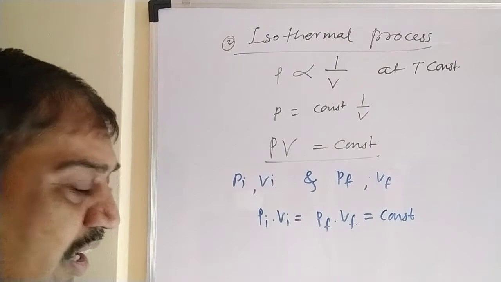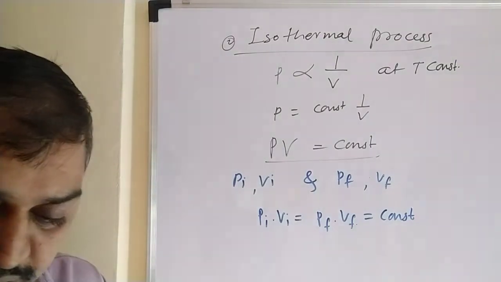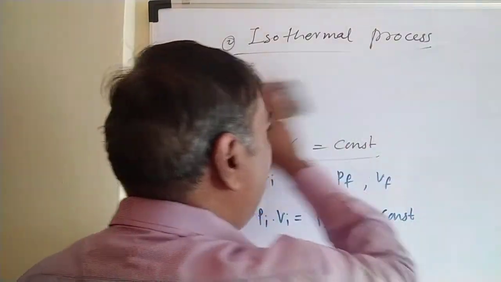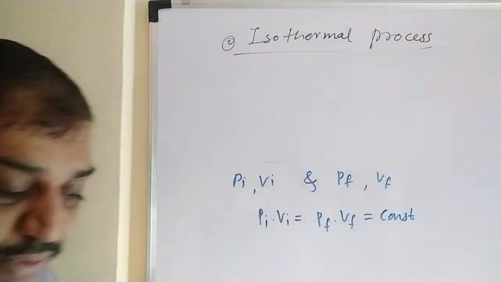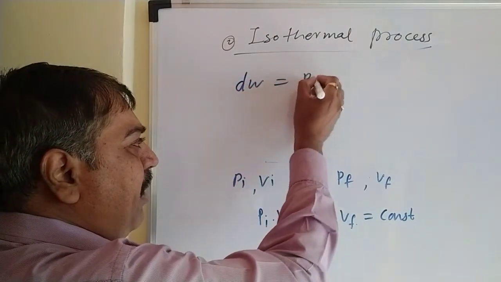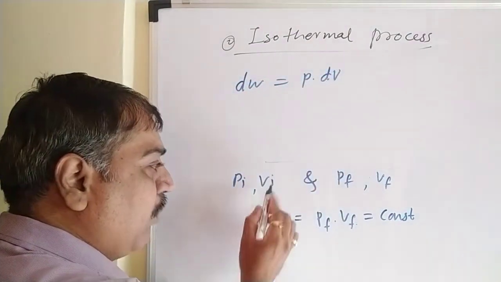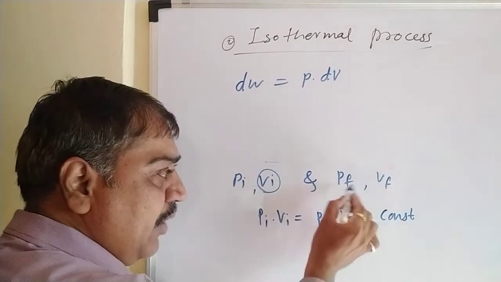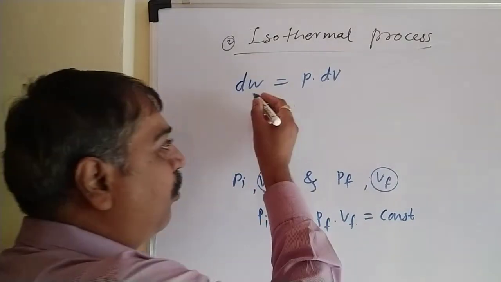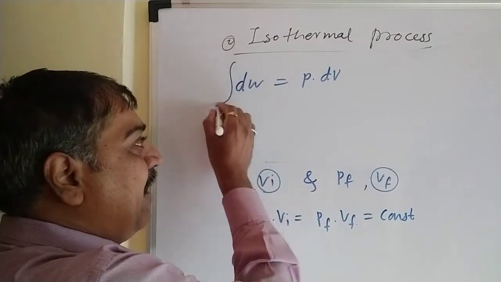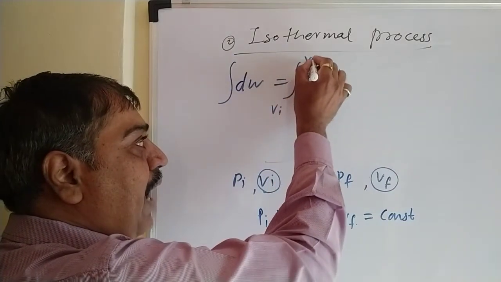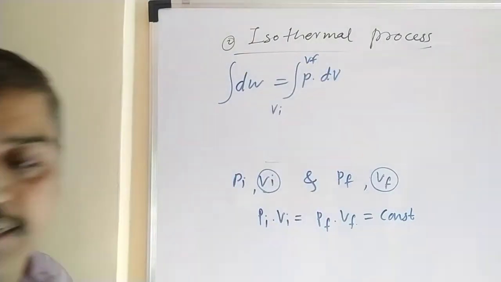What should be the work done now? So we reach this step. Now what should be the work done? We can find out the work done here. As we know, work done can be represented by dW equal to P into dV. But as here volume changed from Vi to Vf, pressure changed from Pi to Pf, this total work done can be found out by taking the integration of this, where volume changes from Vi to Vf. Okay, so we can write this equation.